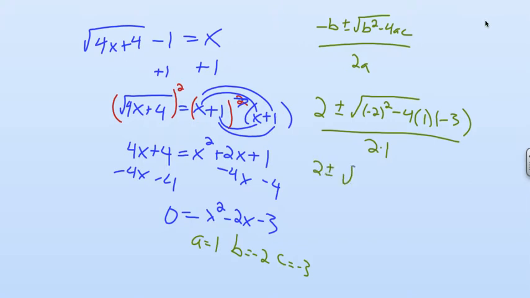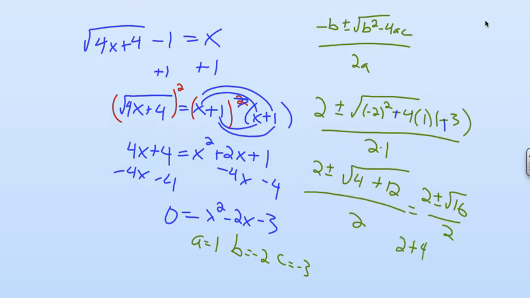Simplify. I get the square root of 4 plus 12. The key is that double negative over there turns into a positive. So I get 2 plus or minus the square root of 16 over 2. The square root of 16 is 4. So I get 2 plus 4 over 2 and 2 minus 4 over 2. That gives me answers of 6 over 2, which is 3, and negative 2 over 2, which is negative 1.